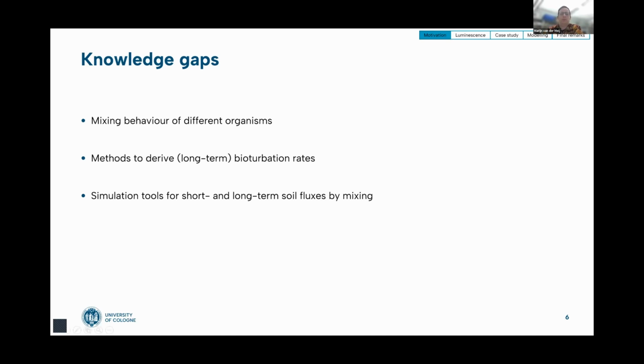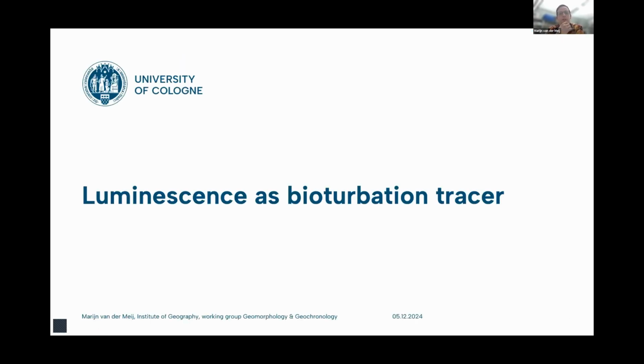For this process, I will start first with explaining luminescence, which is a tool for tracing bioturbation in soils, and then introduce the case study, and then show how we can use modeling to get the most out of the data that we have.